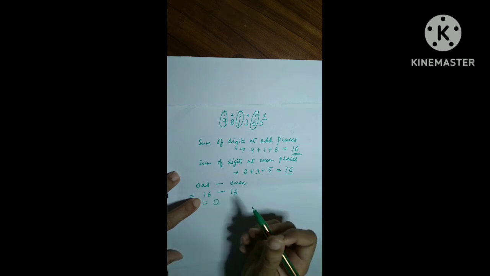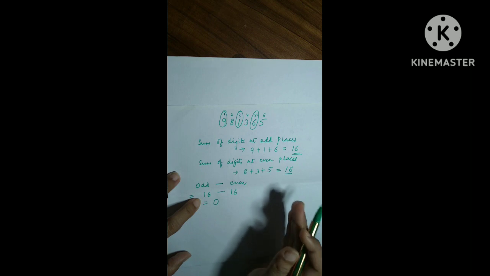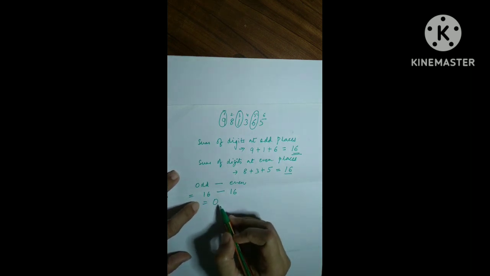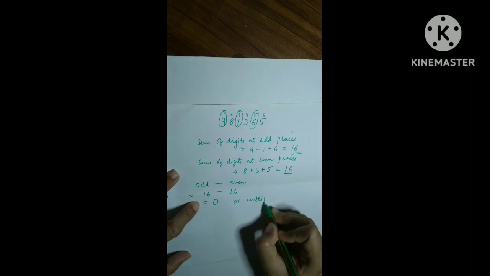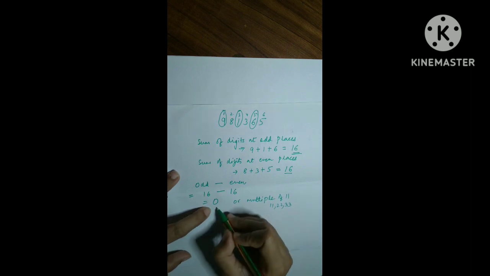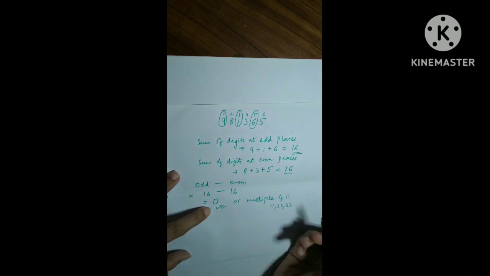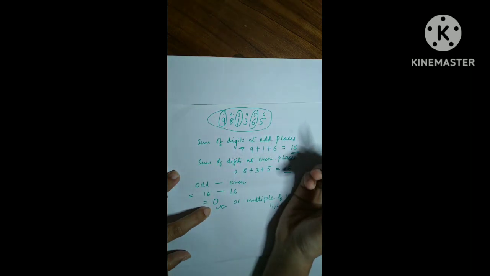0. It says if the difference is 0 or multiples of 11, the number will be divisible by 11.